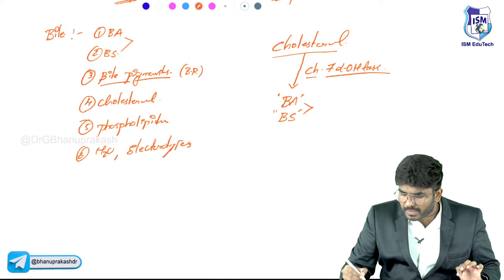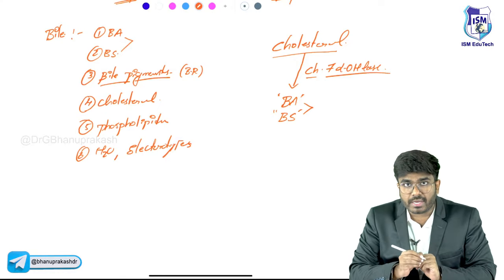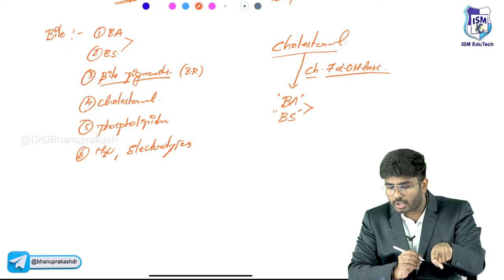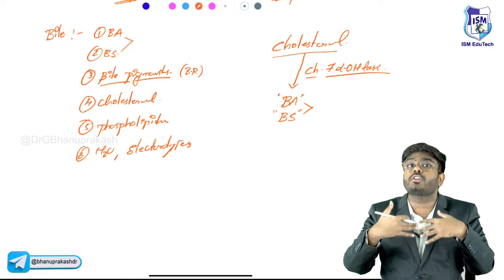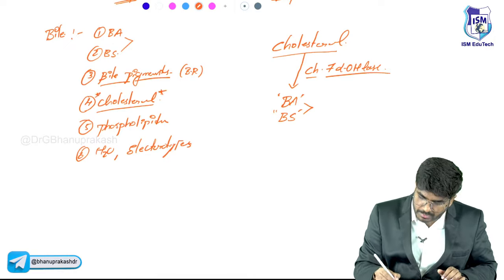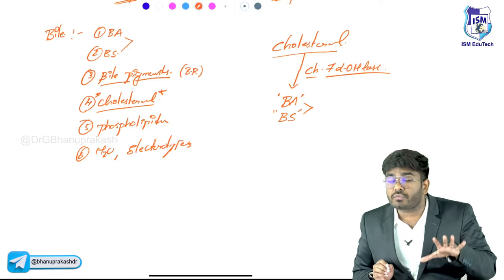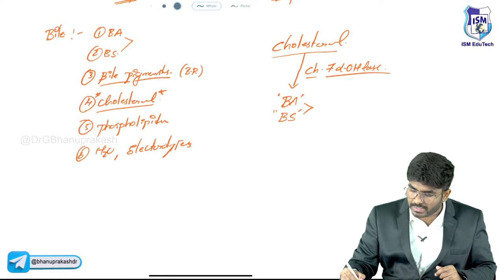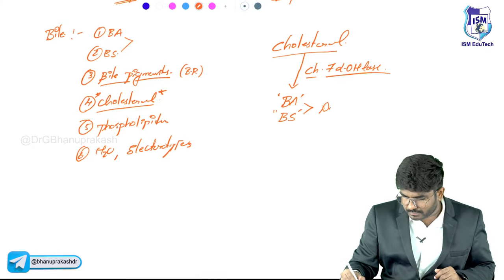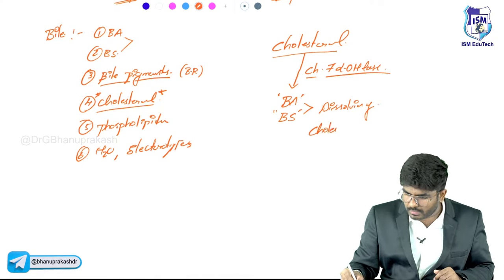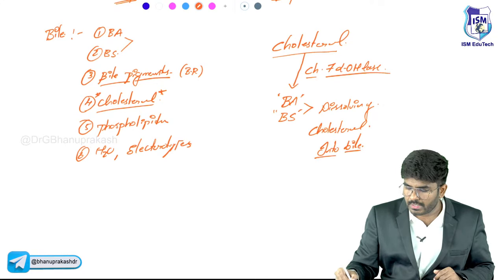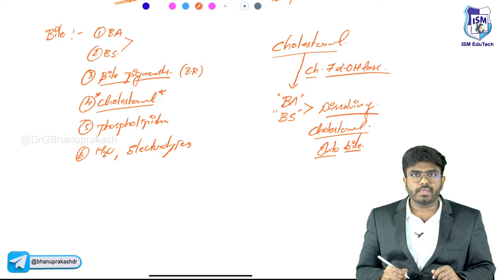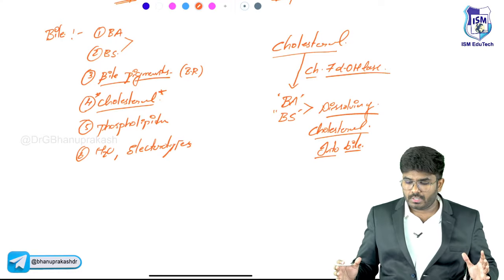What is the function of these bile acids and bile salts? They help in dissolving the cholesterol into the bile. There is also cholesterol in the bile, and this cholesterol needs to be in a solubilized, dissolved form. Who helps in this process? The bile acids and bile salts help in dissolving cholesterol into bile, keeping the cholesterol in a dissolved form. So, keep this point in mind.